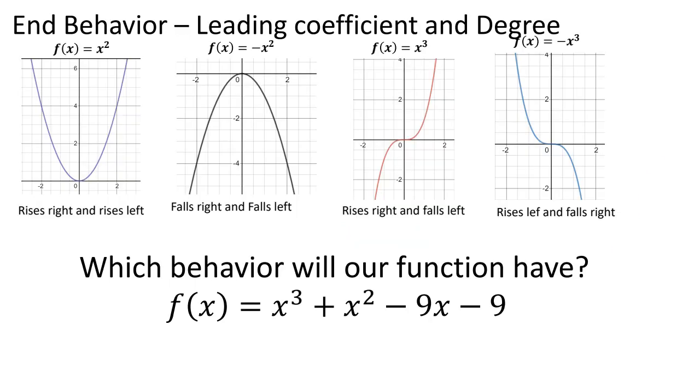Okay, so just to break it down further, if you want to get the behavior, this is our polynomial. The degree is 3. That means that it's going to behave like one of these 2 here. And then the leading coefficient is positive, so it's going to behave like this graph. So we're going to say that the graph rises to the right and it falls to the left.